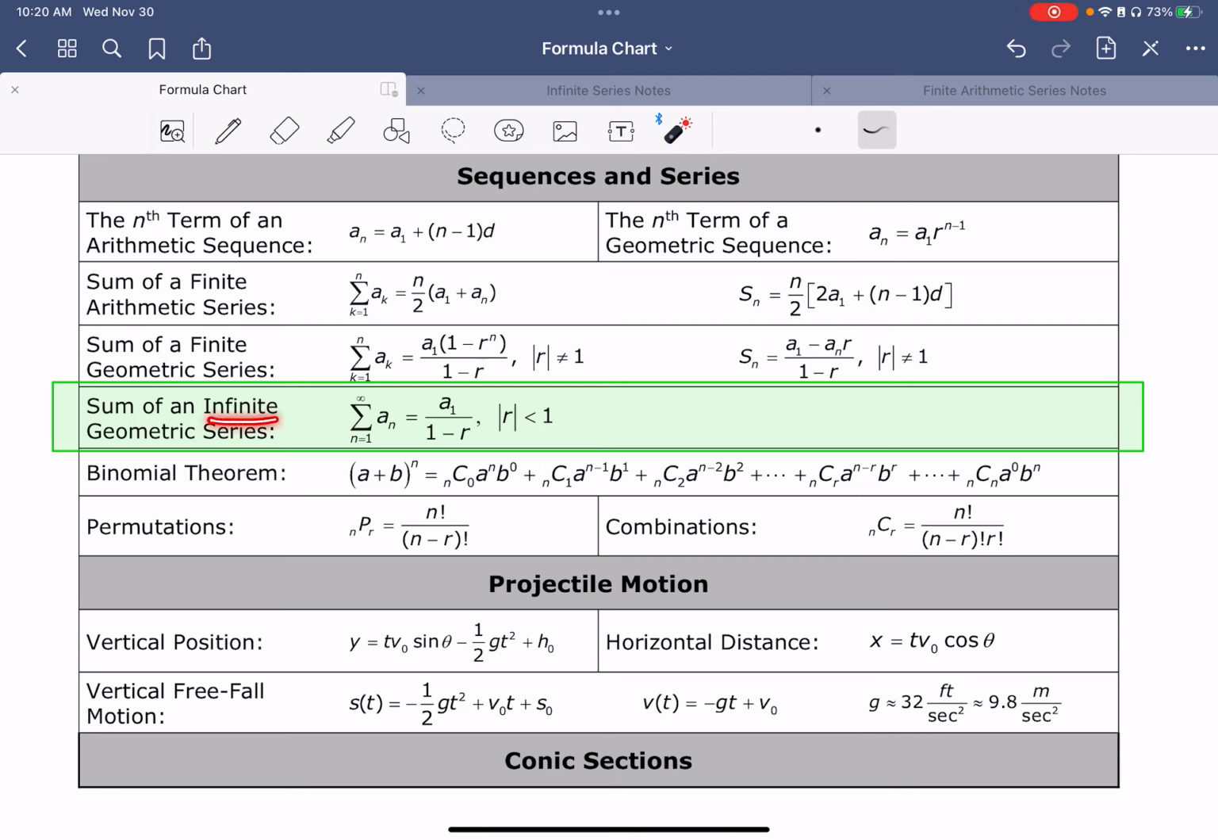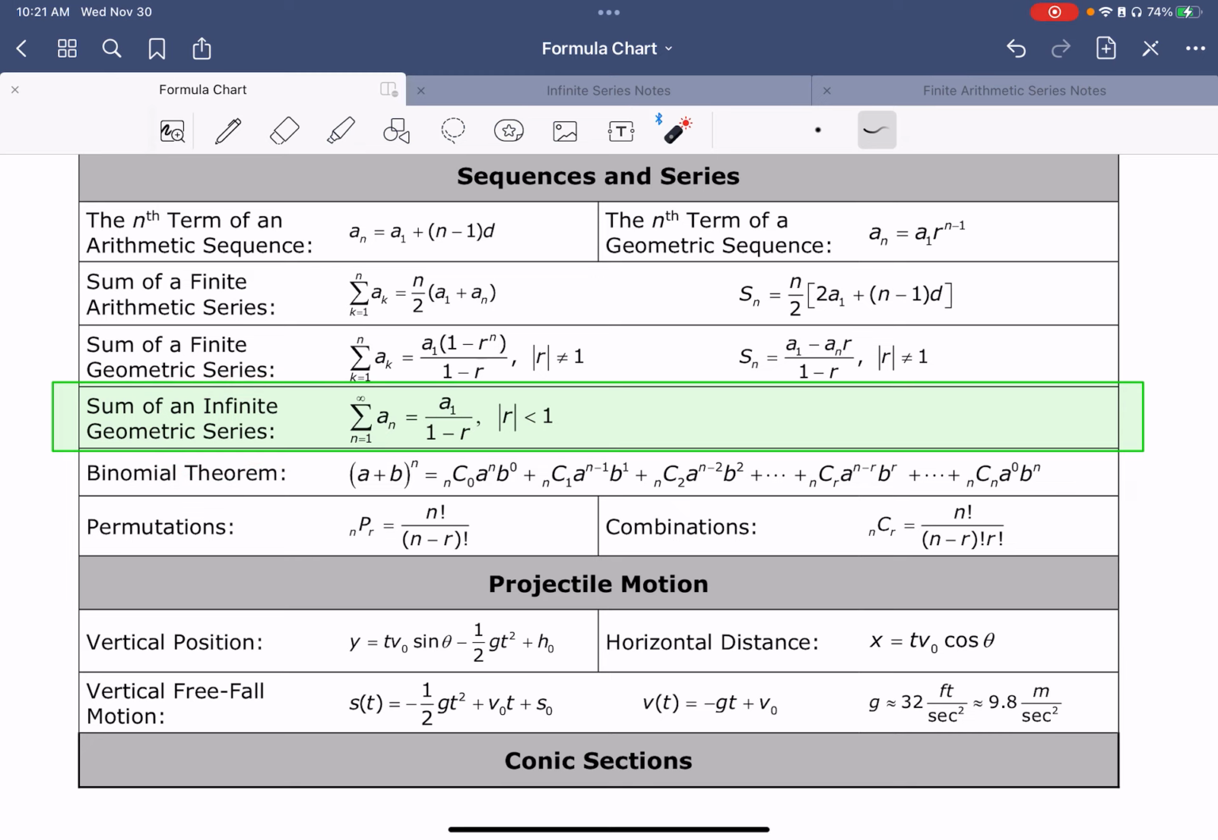And you can find here it says infinite geometric series. Now they don't have the infinite arithmetic series, because that's something that you're going to have to know on your own, if it's going towards positive or negative infinity. But they do give you the formula for the infinite geometric series if it exists.